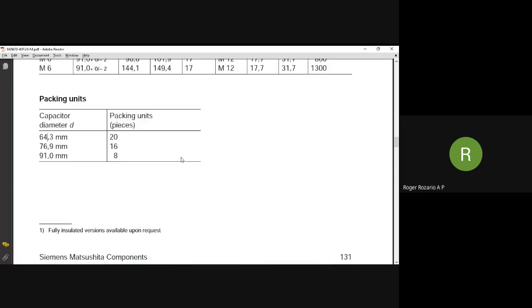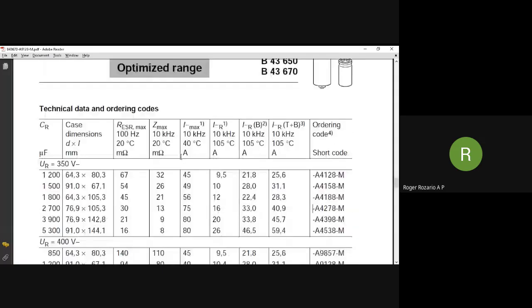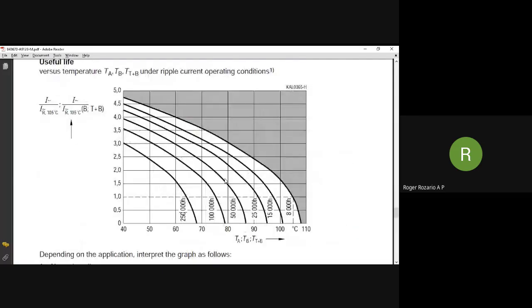If we come to the life, how do we identify the life of a capacitor? When you look into this graph, you can see that when you are operating at 104 degrees Celsius, it will easily operate for 8,000 hours.